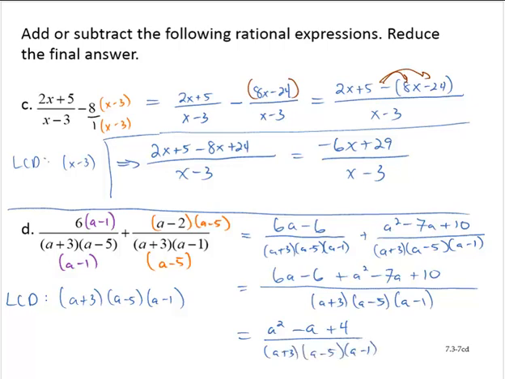Now we check to see if we can factor the numerator. A squared minus a plus 4 cannot be factored using the techniques we have so far. So there's our response: a squared minus a plus 4 over a plus 3 by a minus 5 by a minus 1.